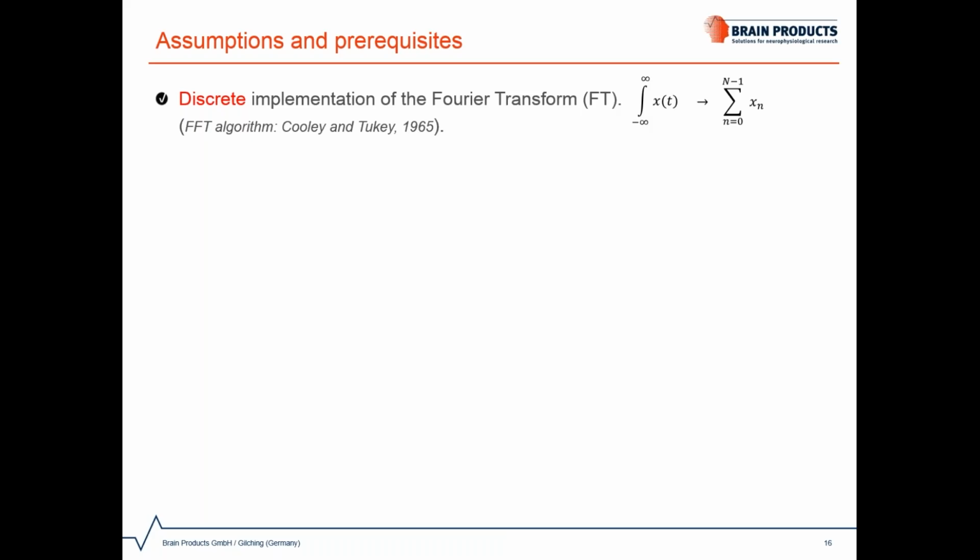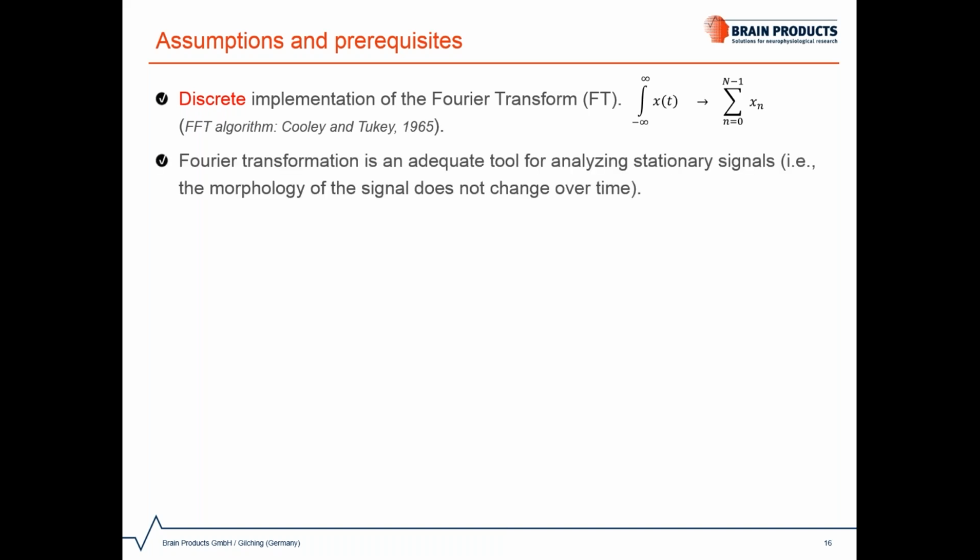The Fast Fourier Transform algorithm, which is an algorithm for fast calculation of discrete Fourier transform, is also what's implemented in Analyzer. There are certain assumptions and prerequisites to remember prior to applying FFT. Fourier transform is an adequate tool to analyze stationary signals because the result we obtain from the Fourier transform is easier to interpret if the input signal is stationary as compared to an input signal which is non-stationary. So, stationarity is a keyword in this topic.